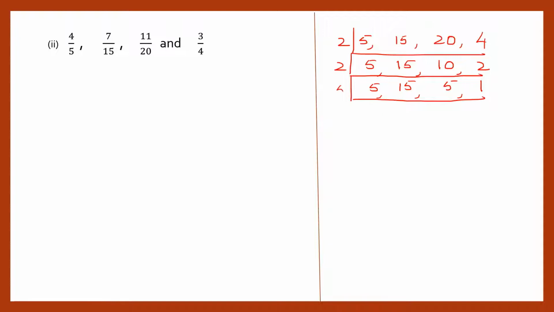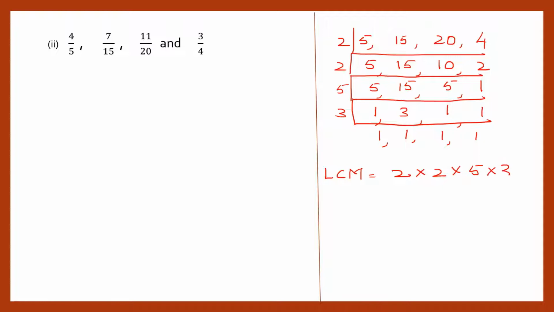Now I can use 5. 1, 5 threes are 15, 1 and 1. So now I will use 3, 1, 1, 1 and 1. So let's find the LCM. 2 into 2 into 5 into 3. Okay, so let's do this. 2 twos are 4, 4 fives are 20. So 20 into 3 is 60. So our LCM is 60.